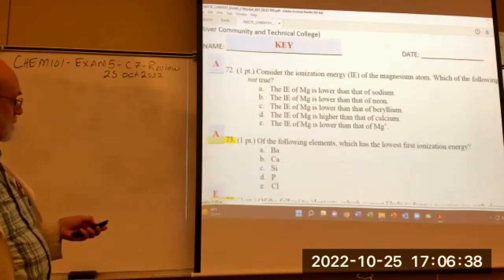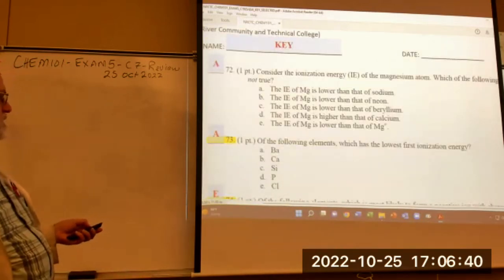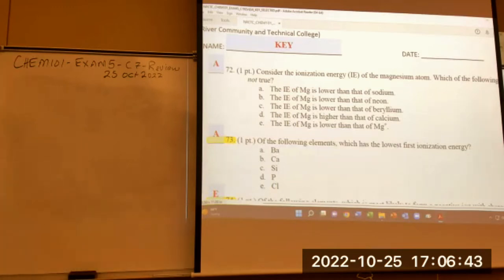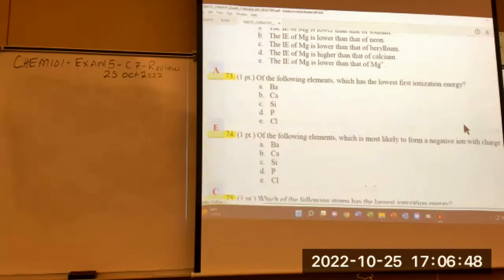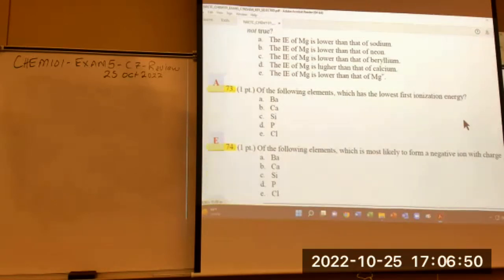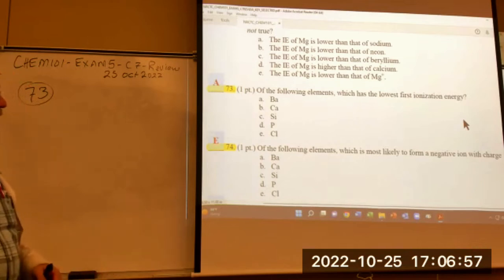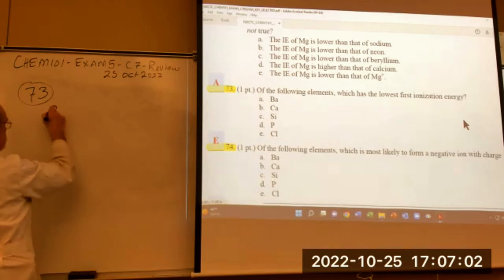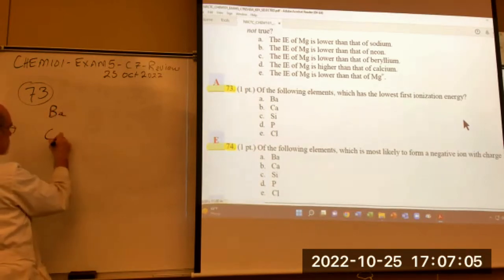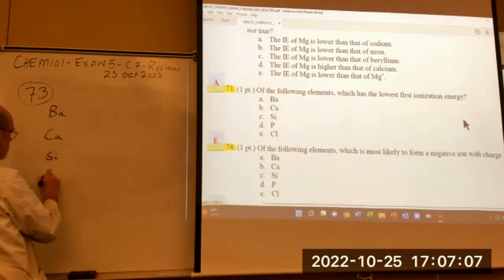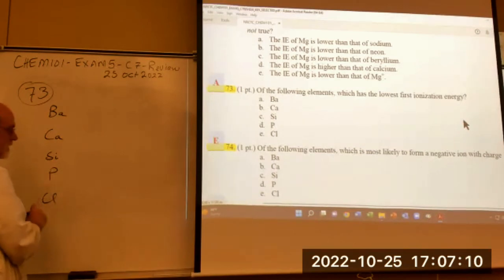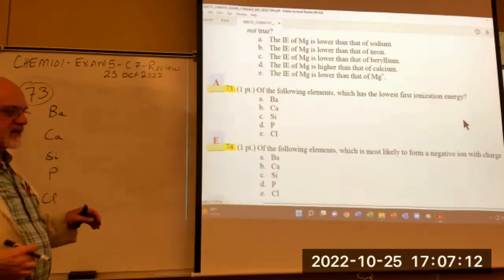All right, 73. Let me scroll that and see if I can get two on there at once. There we go. 73. Of the following elements, which has the lowest first ionization energy? All right, so barium, calcium, silicon, phosphorus, and fluorine. The lowest first ionization energy.